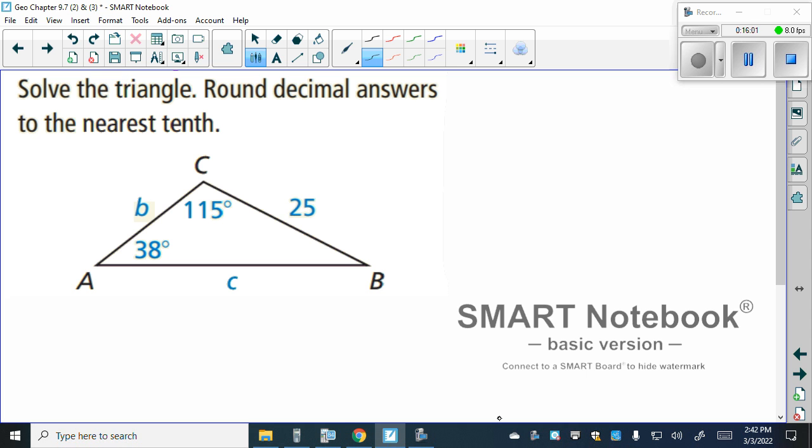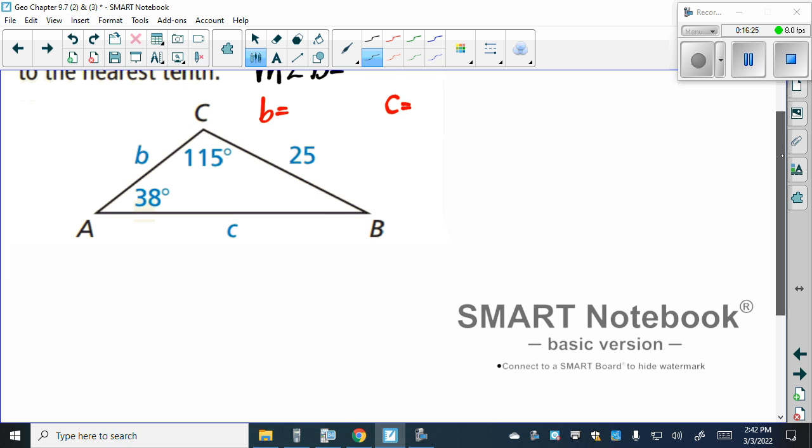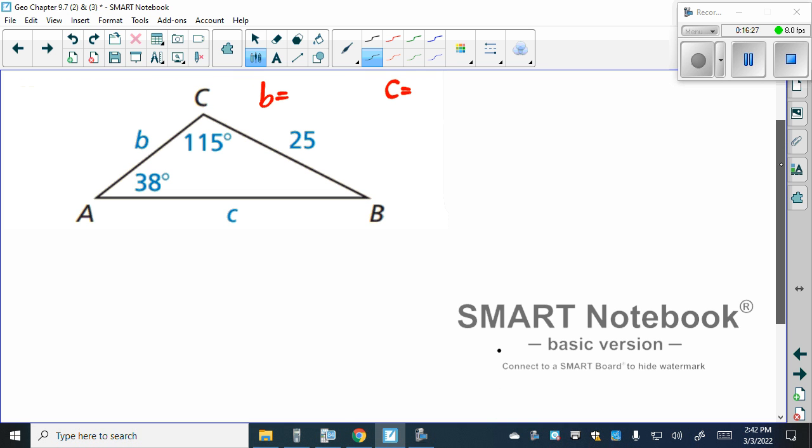Now for this one here, we need to find the missing angle because they give us two angles and a side. So we need to find one angle, which would be the measure of angle B. And then we need to find the side lengths of B and C. Because once we find these three values, we are done with this problem. Now, because it gave us two angles, we can add these two angles together and then subtract it from 180.